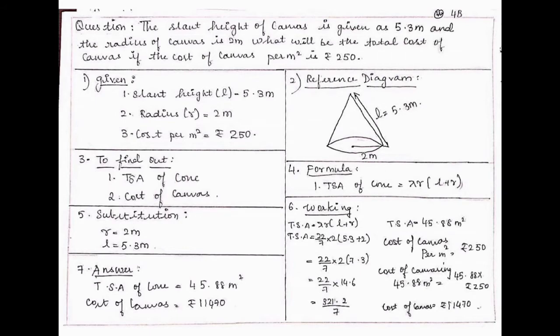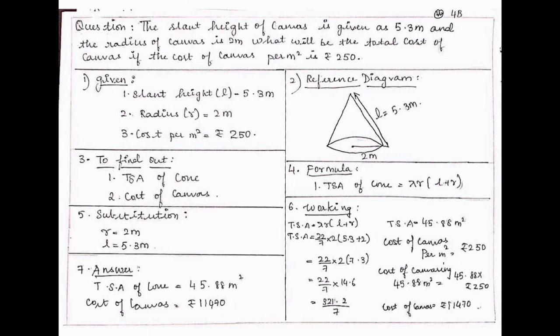Now let's see another example which I gave in node 2. The slant height of a canvas is given as 5.3 meter and the radius of the canvas is 2 meter. What will be the total cost of the canvas if the cost of canvas per meter square is rupees 250? So as I said in the previous question, first we should write what is given. The given is slant height L is equal to 5.3 meter, radius R is equal to 2 meter, cost per meter square is rupees 250.